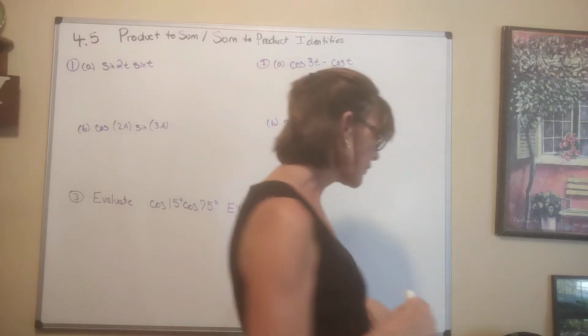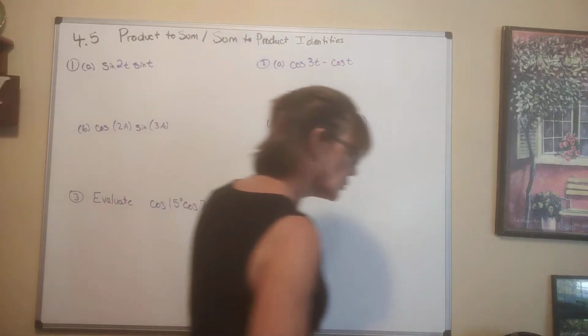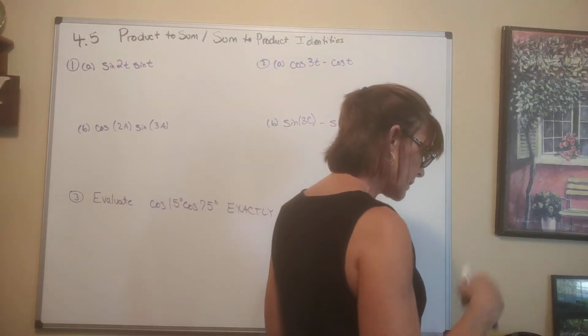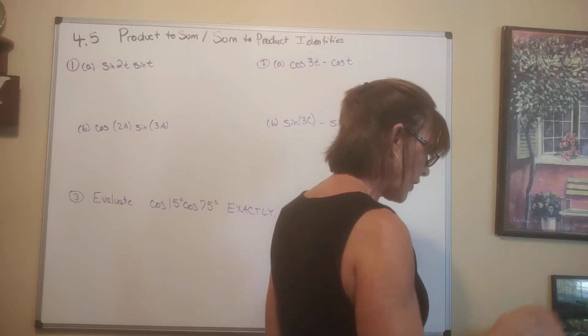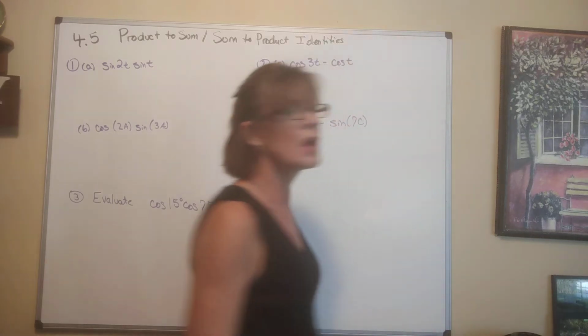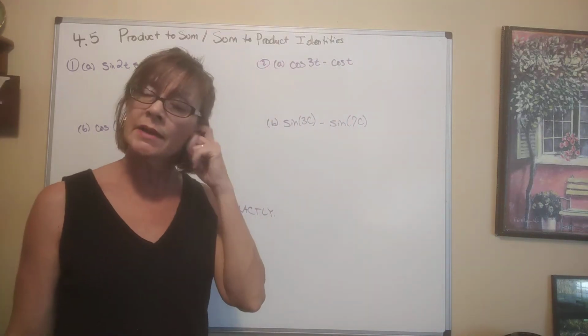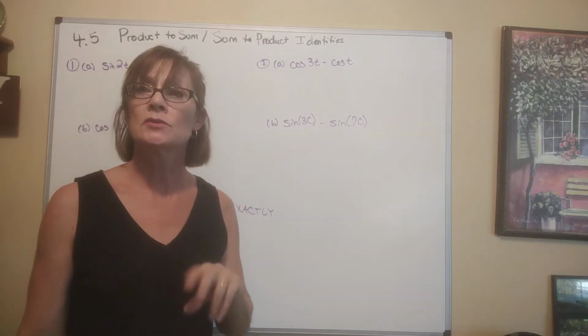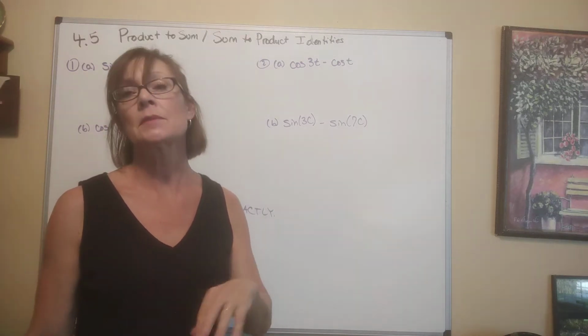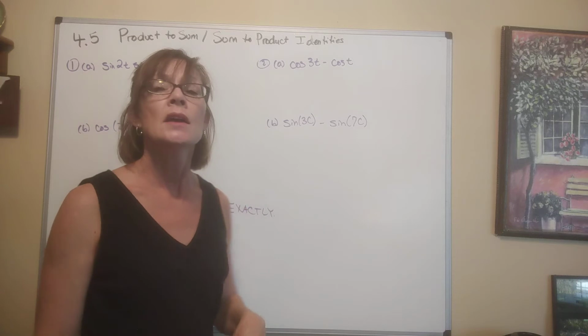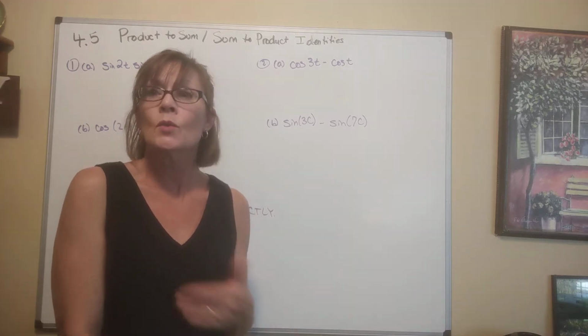Okay? So the first example says to write each product as a sum or difference involving sines and cosines. A product is something being multiplied, and so we need to either turn it into something being added, a sum, or something being subtracted, a difference. What they turn into depends on what we're given.